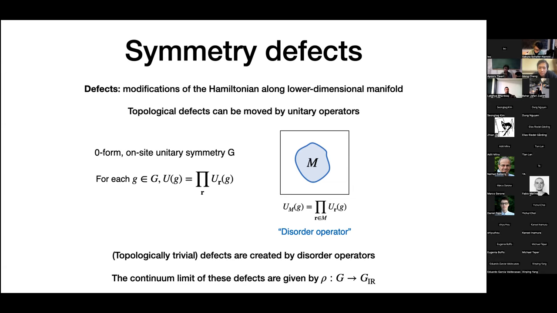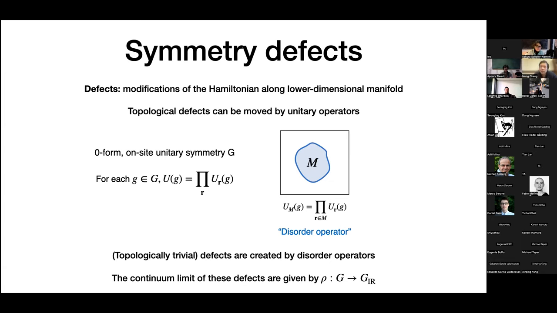Once we take the continuum limit, the IR limit of these defects is presumably given by this map rho from the microscopic symmetry G to the IR symmetry G_IR. For each element of G, the corresponding defect will be mapped to some symmetry of the emergent symmetry of the IR theory. This applies to higher codimension defects as well.